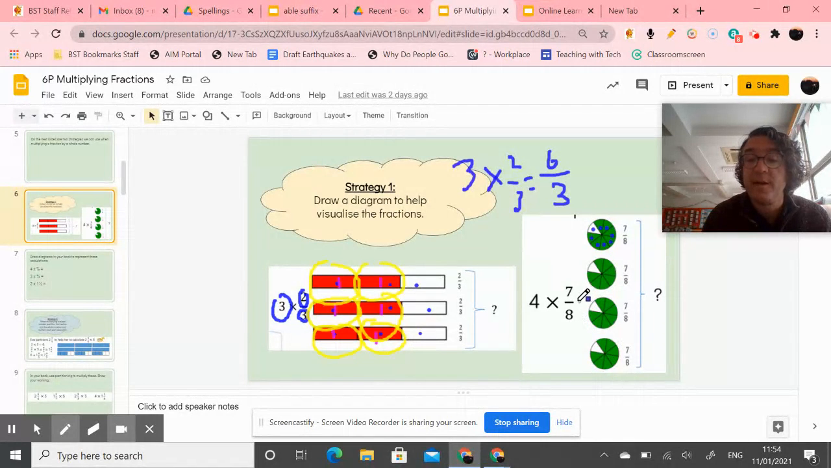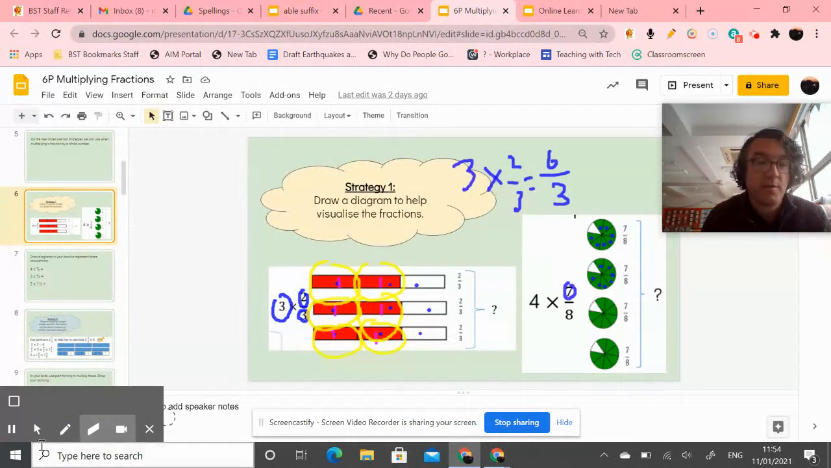Once I've done that, I then need to shade 7 of the 8 parts of each of those pies. So I'm just going to leave 1 free in each case. So you can see there's 1, 2, 3, 4, 5, 6, 7, 8. 7, sorry, 7. And then if I just delete this, I've got the same again.